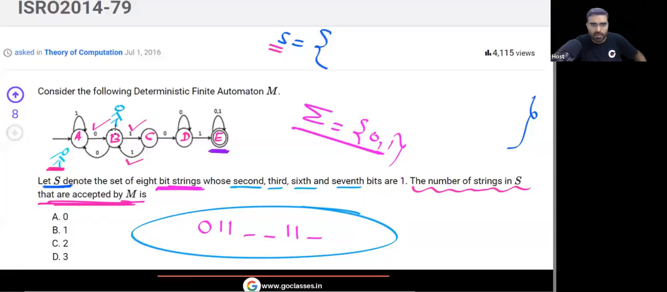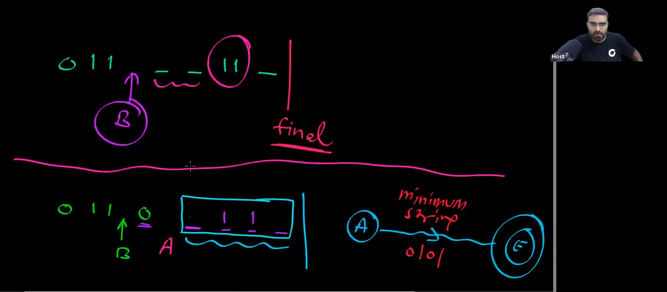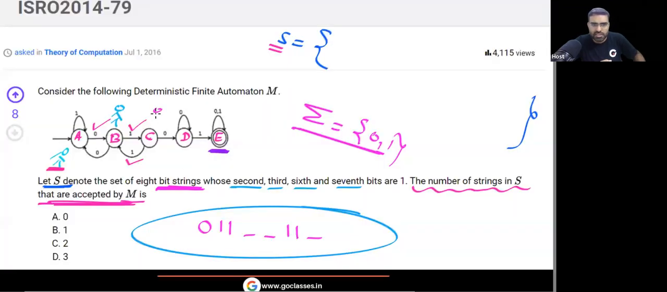So I cannot go. Remember, from this state B, I cannot take this 0. So I need to take this 1. From this state B, I need to take this 1. This is a must. Okay, now where am I? Tell me. Now I am in the state C. Now tell me, in this state C, can you notice? I definitely need at least 0, 1 in this state C.